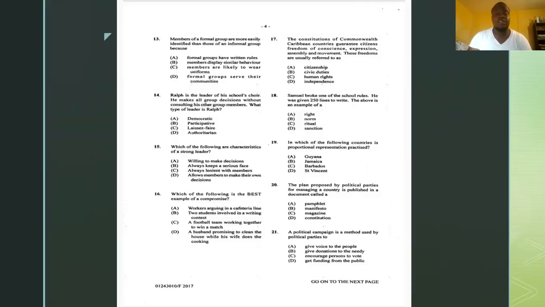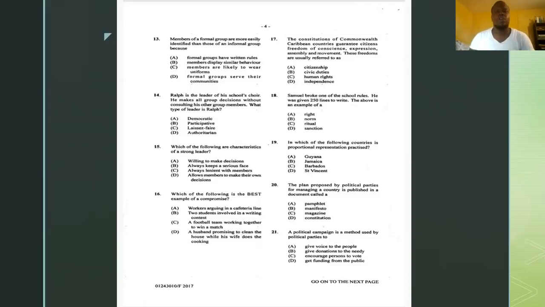Good. Two students involved in a writing contest, that is competition. So that's not compromising. A football team working together to win a match, that's not compromising, that is cooperating. So the only likely answer left is D, a husband promising to clean the house while his wife does the cooking. That is compromise, because traditionally, women are responsible for domestic duties, right? So the man now has a compromise, going beyond the norm to actually assist her.